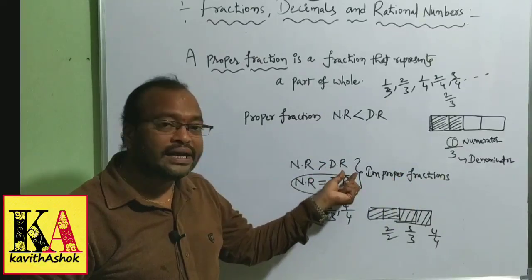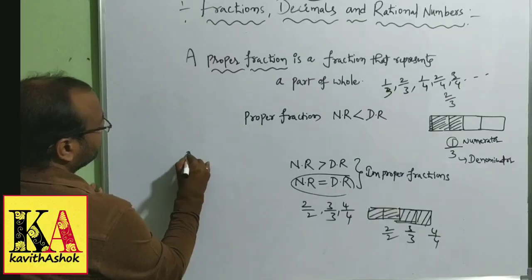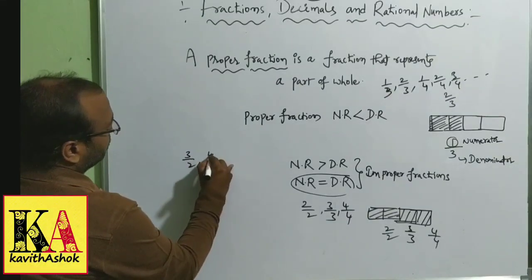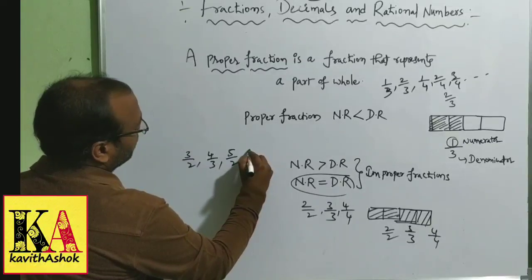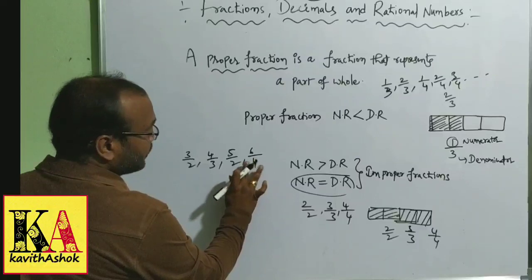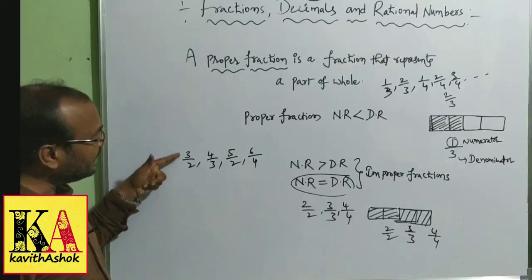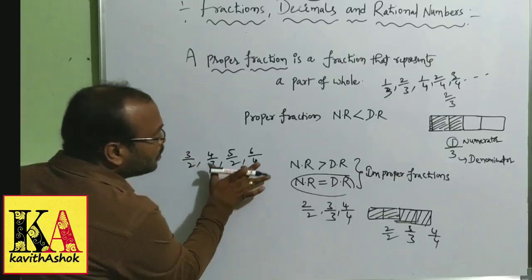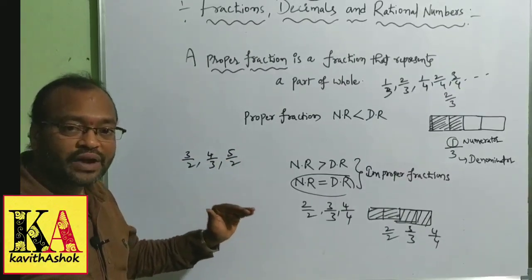Then what about when the numerator is greater than the denominator? Look here: 3 by 2, 4 by 3, 5 by 2, 6 by 4, 6 by 2, 6 by 3. Whenever the numerator value is greater than the denominator value, we call those fractions improper fractions.